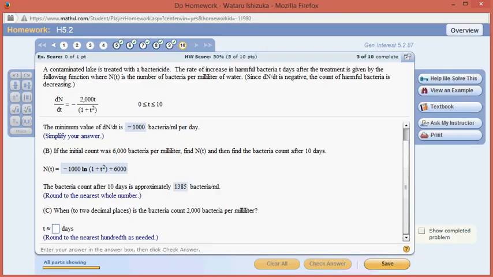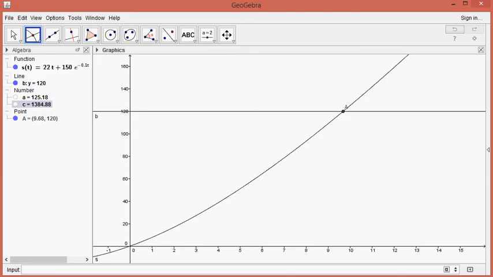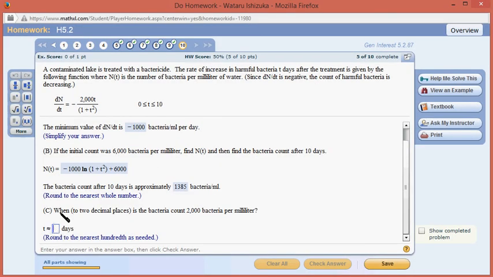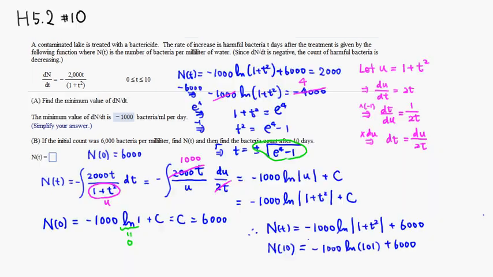So it's going to be rounded to the nearest hundredth. We just have to compute this value. So it's the square root of e to the 4th power minus 1. Actually, maybe I have to do exp of 4 minus 1. Then hit enter. 7.32. So the answer is 7.32 days. Check the answer. You got that? All right, that's it. I hope that this was clear.